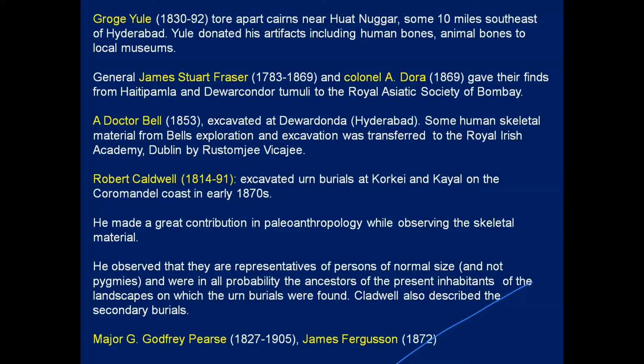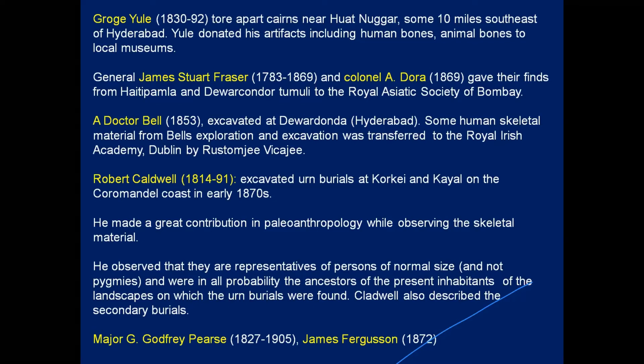Then Robert Caldwell excavated urn burials in Korkai and Kayal on the Coromandel coast in the early 1870s, and he made a great contribution in paleoanthropology while observing the skeletal material. He observed that these are representative persons of normal size, who were earlier thought to be pygmies or short-statured or something related to the Negro population. So he said that these are of normal size.